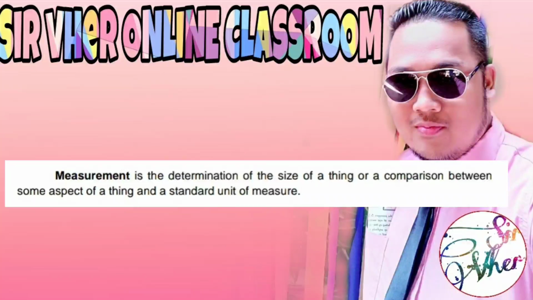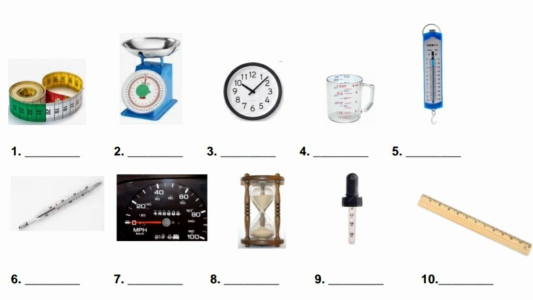We tend to ask about the number, the size, and the amount of things we need, and this has to do with measures. Let's answer activity 1 on the screen. You are going to identify the following instruments. You are going to guess the answer from the given items on the screen. Let's start with number 1.